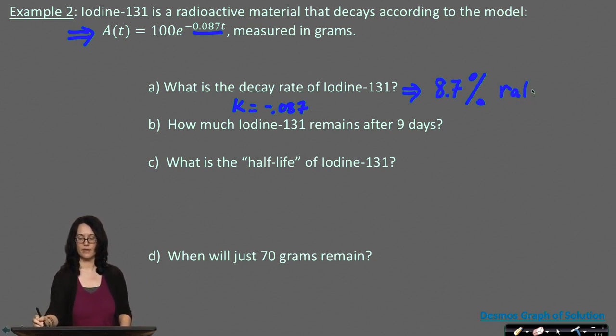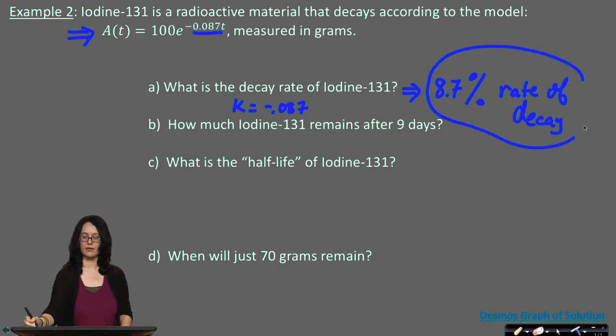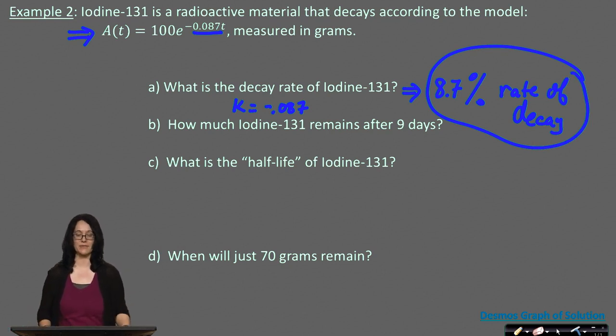Rate of decay. Notice I don't need to put the negative sign in front because I'm telling the reader that's the rate of decay, right? If I said the rate of growth, then it would have been the positive K value.